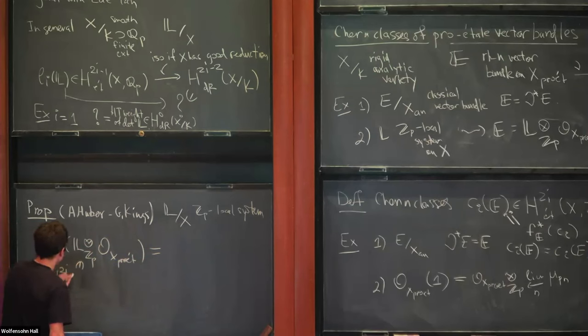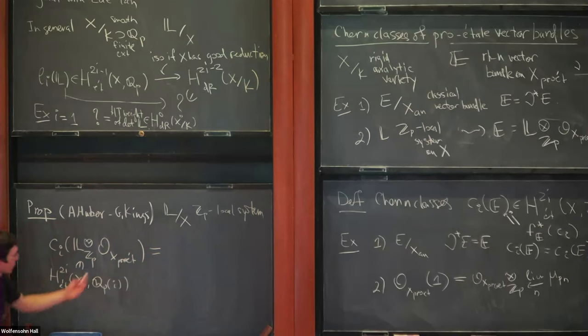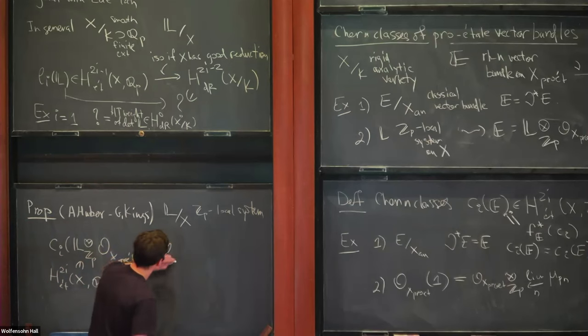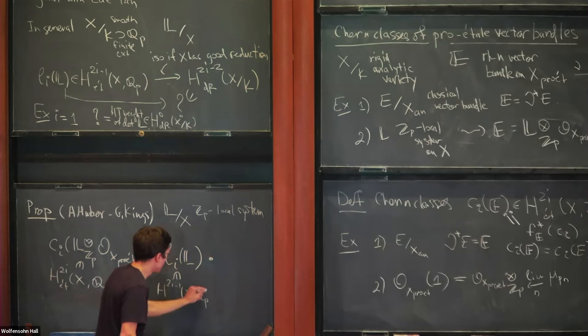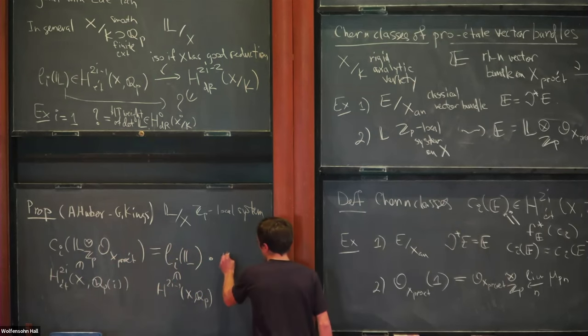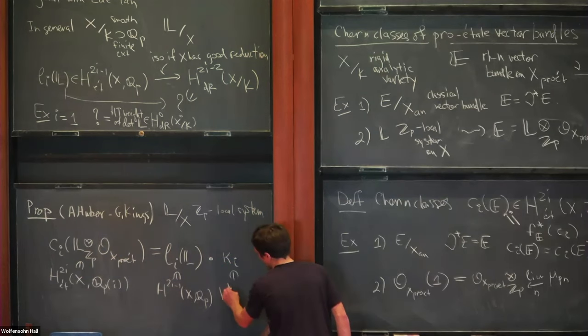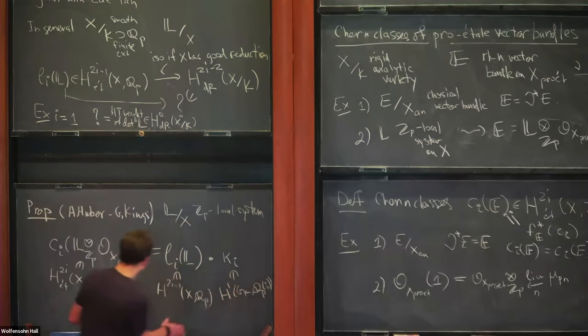So let me just remind you that this is a class which, for me, now sits in rational cohomology. And the claim is going to be a product of two things: a product of this Lazard class, which I care about, which is an element in odd degree cohomology, and a certain class kappa_i, which I'll now define. So it will be just a class in cohomology of the Galois group of my base field. And coefficients should better be Q_p(i) for this product to lie here.